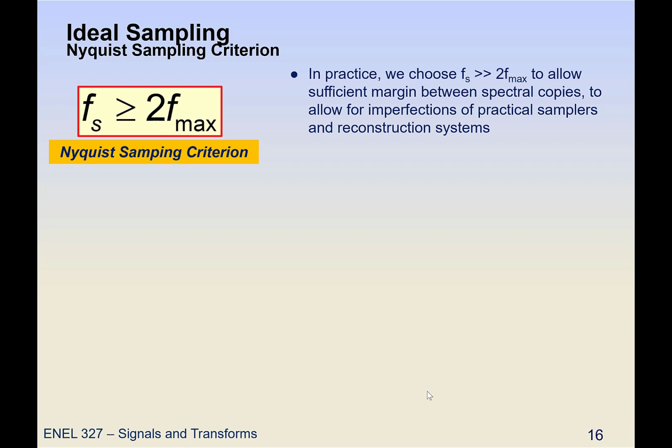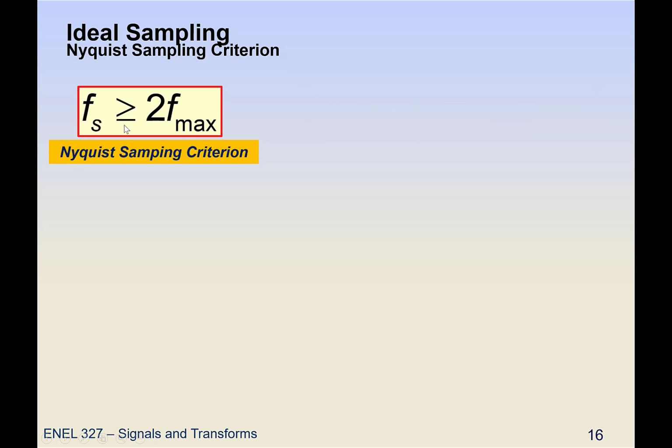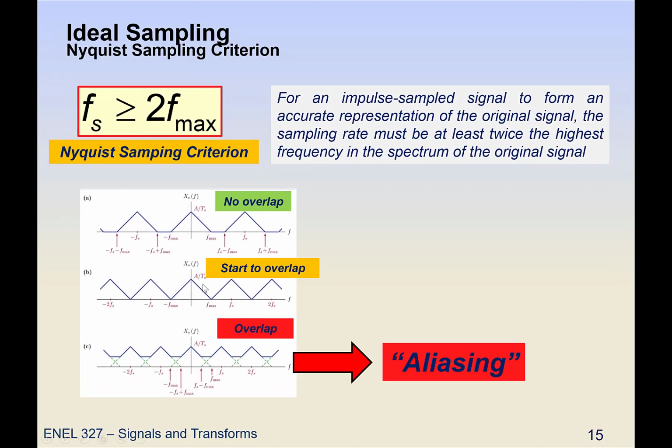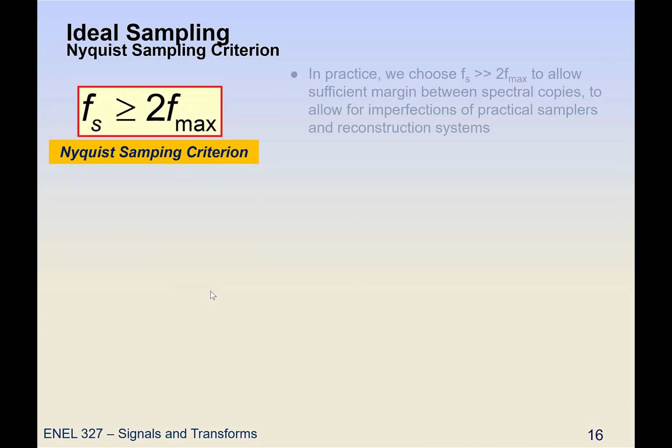Okay, so in practice, we don't want to go with the equality, because I'm just going to go back for one second. We don't actually want to be in this case where they're just past overlapping, because practically speaking, that's pretty difficult to do. We want to allow for a sufficient margin between those spectral copies because there's always going to be imperfections in the system. There's going to be imperfections in sampling, and imperfections in reconstruction. So we actually want to choose our sampling frequency a fair bit higher than 2 times Fmax.